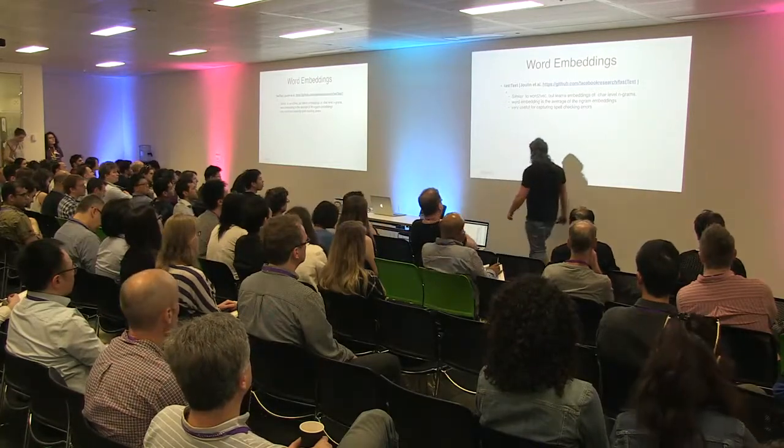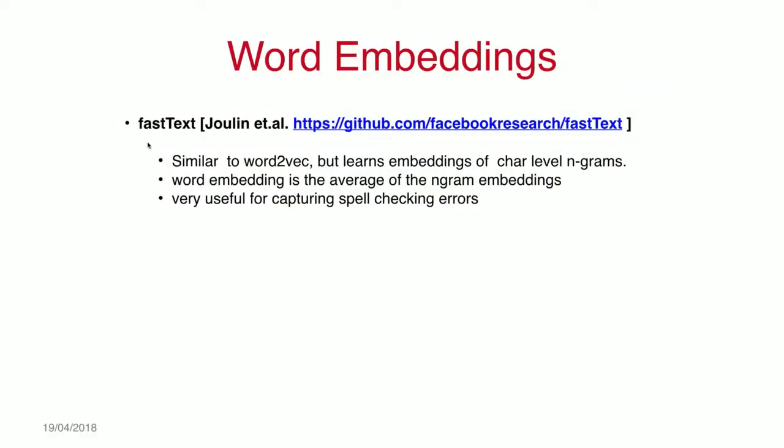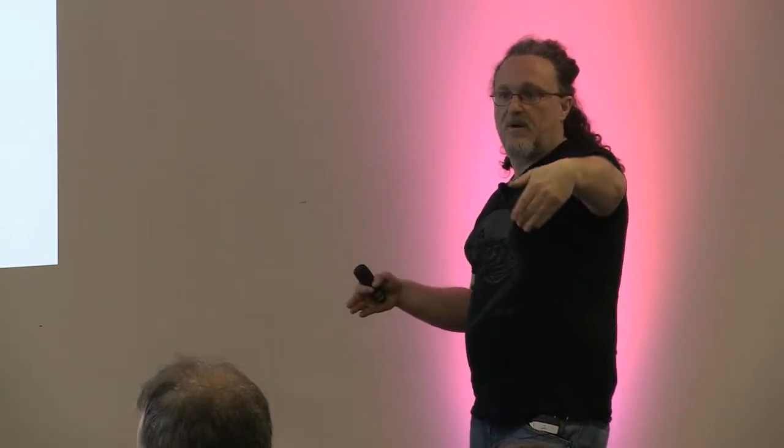Then here comes fastText, or bag of tricks for text classification. I have all the links and related material and references at the end of the slides, so you can follow that. It's very similar to word2vec, but also learns embeddings of character-level n-grams. So we have a word, we represent the word as a bag of characters. We learn embeddings for each of the n-grams of this bag of characters, and then we average everything together. So the embedding for the word is the average of the entire bag.